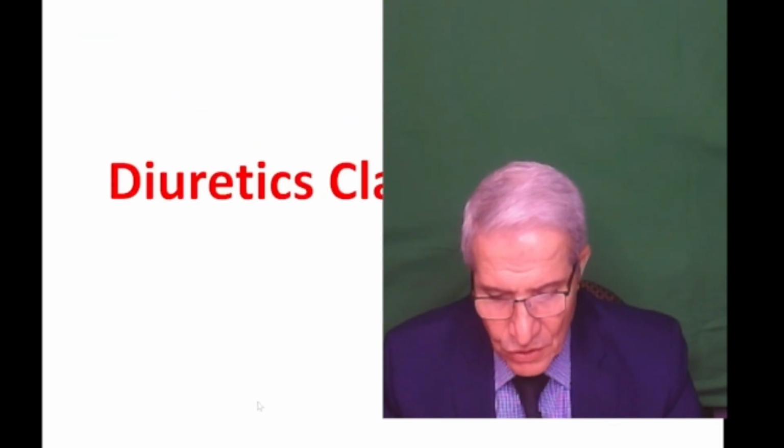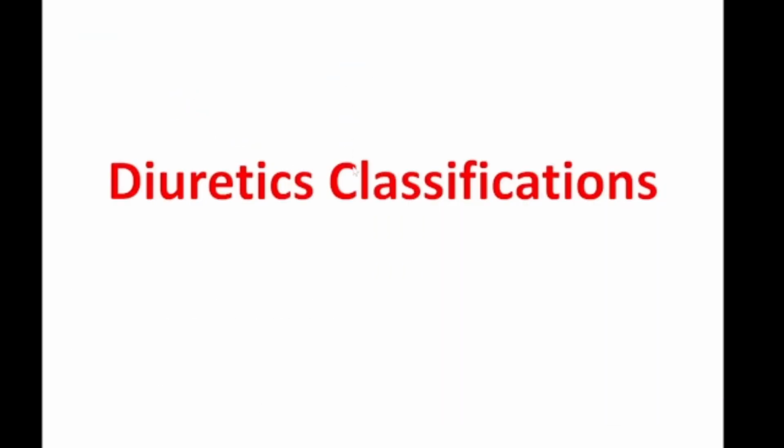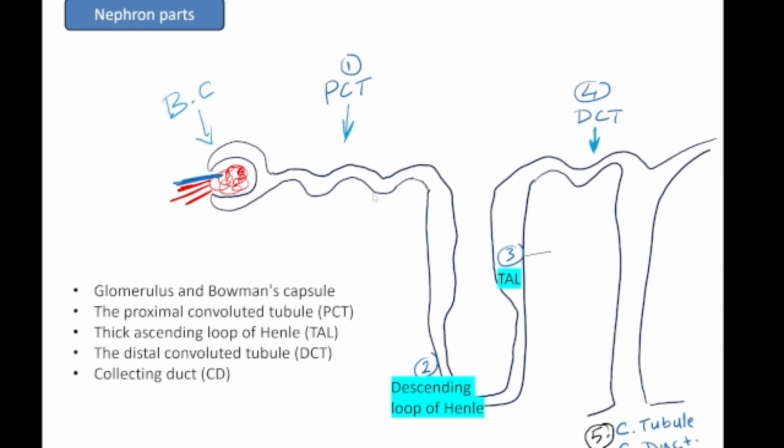Okay, speaking about classification of diuretic, how do we classify the diuretic here? First, we need to look at the nephron. This is a hand-written, hand-painted nephron. You can see here we have glomerulus, Bowman capsule, then proximal convoluted tubule, PCT. Then we have TAL, which stands for thick ascending loop of Henle. Then we have distal convoluted tubule, DCT, and collecting duct, and collecting tubule.